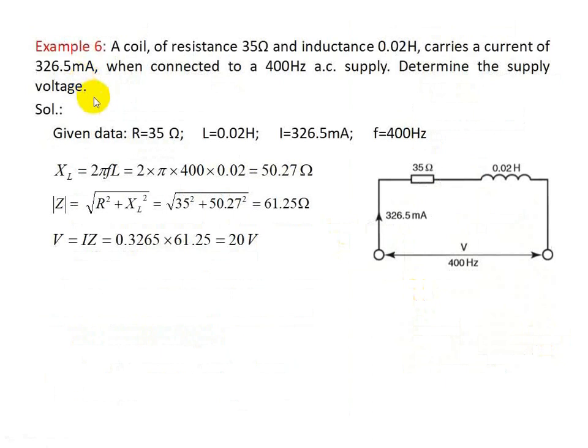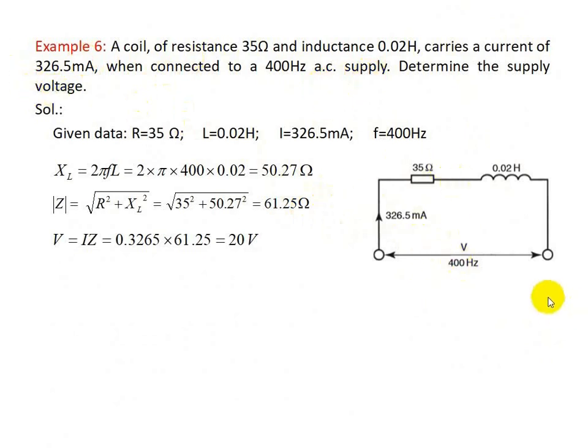So let us consider this problem. A coil of resistance 35 ohms and inductance 0.02 Henry carries a current of 326.5 milliampere. The current is shown here. When connected to a 400 Hz AC supply, determine the supply voltage.